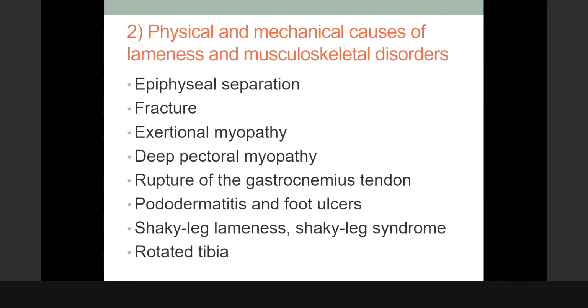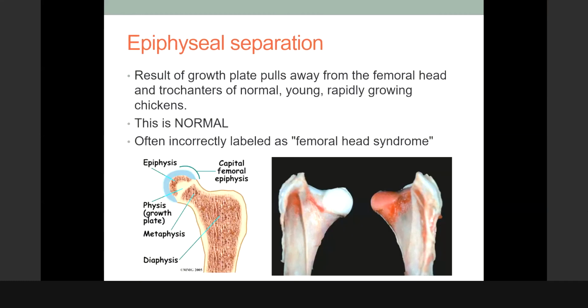There are some of them, and I will go through them one by one. Epiphyseal separation is a result of the growth plate pulling away from the femoral head and trochanter of normal, young, rapidly growing chickens. This is actually normal. When you do a postmortem, before you open the chicken, usually you try to dislocate the femoral bone so that the legs lie flat. It's easier to open, or else the leg will stand up towards you. So you want to dislocate it.